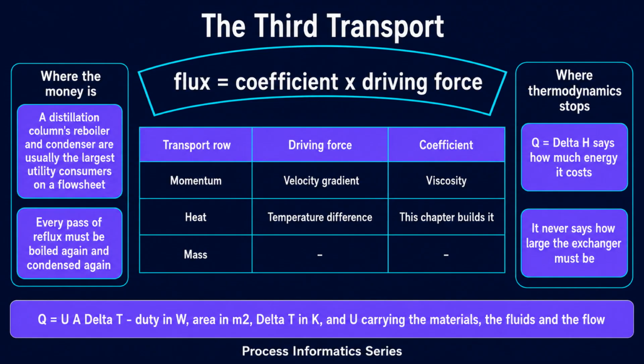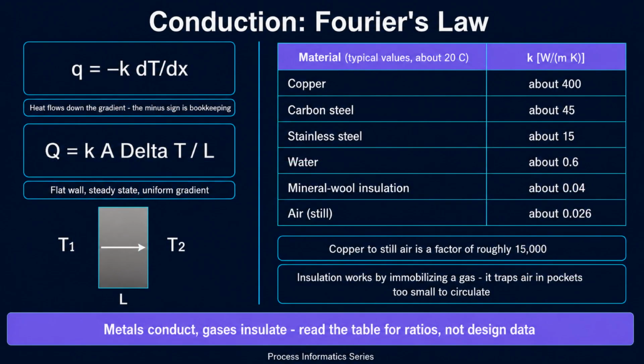Q equals U A delta T: duty in watts, area in square meters, a representative temperature difference in Kelvin, and U carrying everything about the materials, the fluids, and the flow. Conduction is heat moving through matter without the matter moving, energy handed between neighboring molecules, and in metals, carried by free electrons. Its law is the direct analog of Newton's law of viscosity.